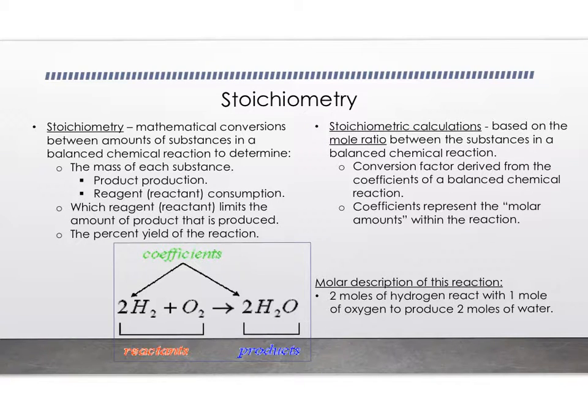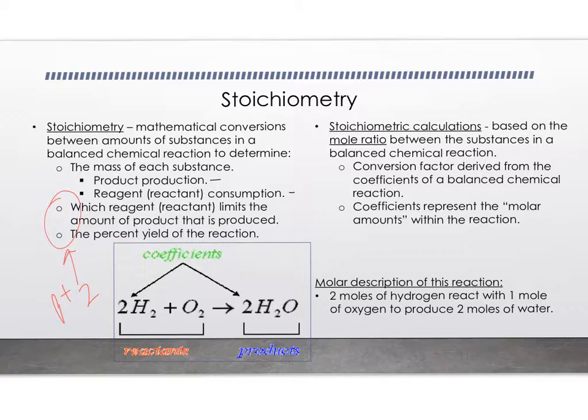Stoichiometry is mathematical conversions between amounts of substances in a balanced chemical reaction to determine the mass of each substance based on either product production or how much reagent or reactant was consumed in the beginning of the reaction. We can also determine which reactant limits the amount of product that is produced and calculate the percent yield of the reaction. These two concepts will be in Part 2, so Unit 12, Part 2 notes.